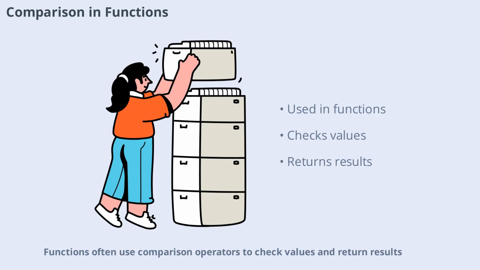Functions often use comparison operators to check values and return results. For example, you might write a function that checks if a number is greater than another and returns true or false. This makes your code reusable and helps you build more complex programs. Comparison operators are a key part of making functions work.